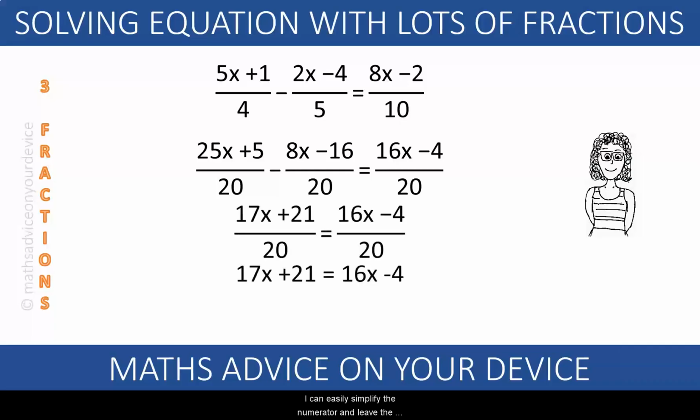Two fractions with the same denominator are equal if their numerators are equal. So 17x plus 21 must be equal to 16x minus 4, and so x equals -25.